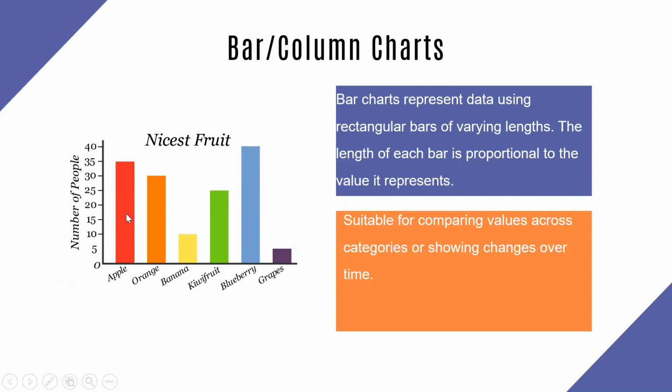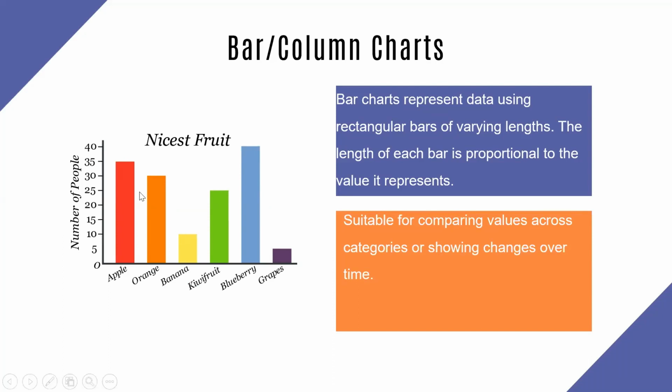This is a column chart actually, representing the fruit and the number of people who selected that fruit as the best or the nicest fruit in the year case. Note that a bar chart represents data using rectangular bars of varying lengths. The length of each bar is proportional to the value it represents. These charts are suitable for comparing values across categories and showing changes over time.